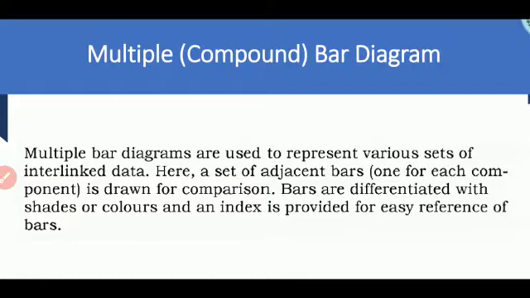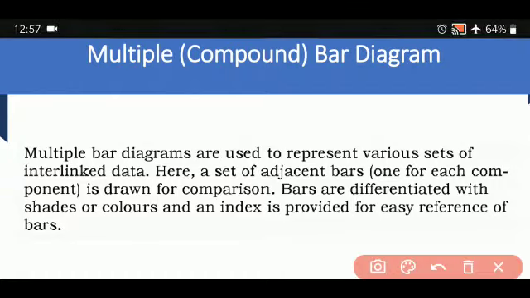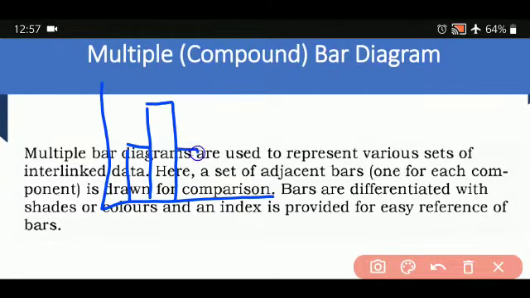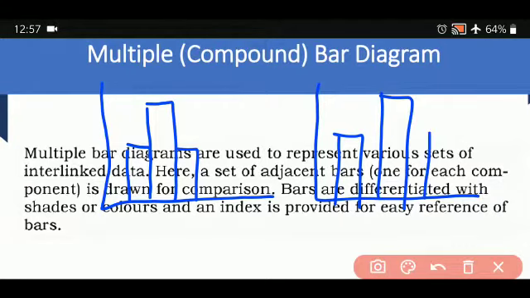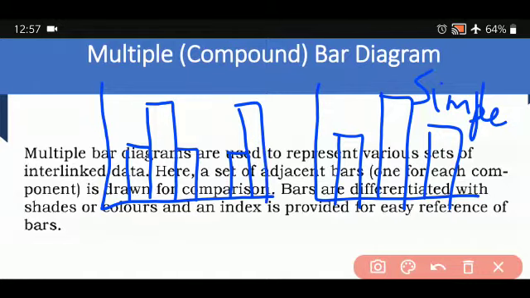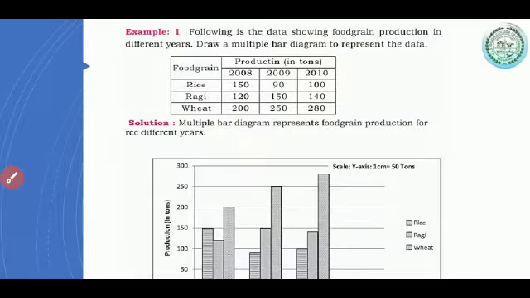So this is a multiple bar diagram, where the bars are adjacent, as if joined. And for a simple bar diagram, they were just simple single bars. If more than one or two bars are adjacent or attached to each other, such a diagram is called a multiple or compound bar diagram. We will see an example.